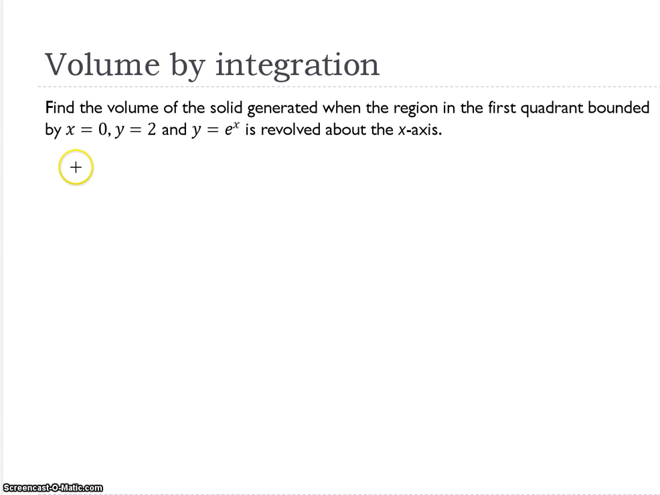In this example, we are going to find the volume of the solid generated when the region in the first quadrant bounded by x equals 0, or you can call it the y-axis, y equals 2, and the function y equals e^x, is revolved about the x-axis. Let's draw the diagram.